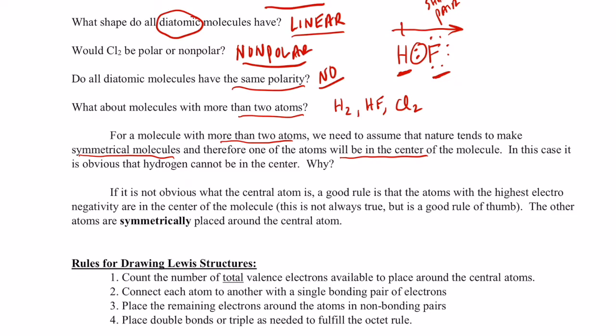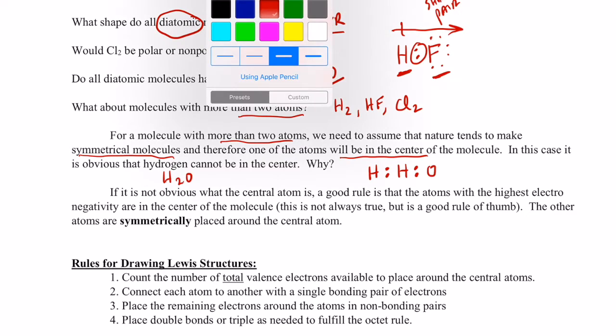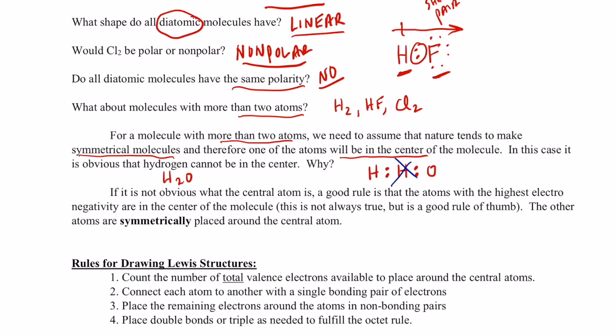In this case, it's obvious that hydrogen cannot be in the center. Well, I haven't given you an example yet. The example would be H2O. So why can hydrogen not be in the center? Well, let's try to draw the Lewis structure with hydrogen in the center. If I put H in the center, and O on one side and H on the other, and I put a pair here between this hydrogen and the other hydrogen, and a pair here between hydrogen and oxygen, hopefully you can see right away that that's not possible for that hydrogen.